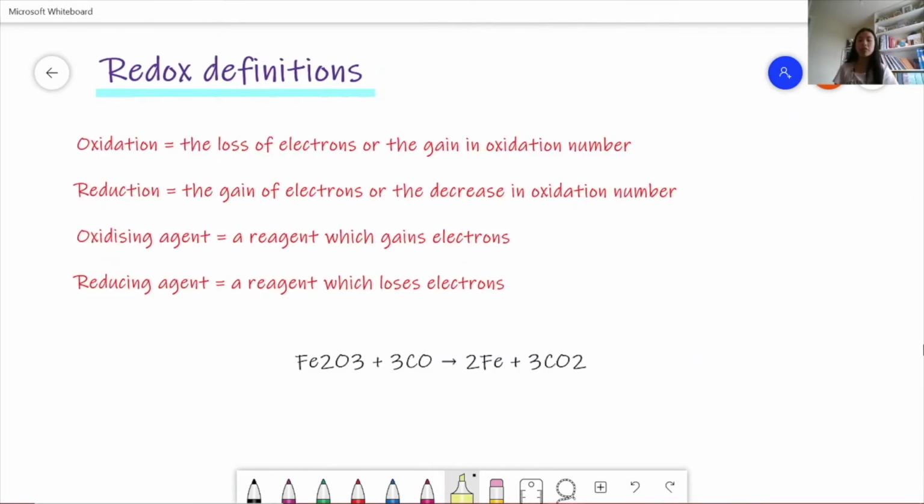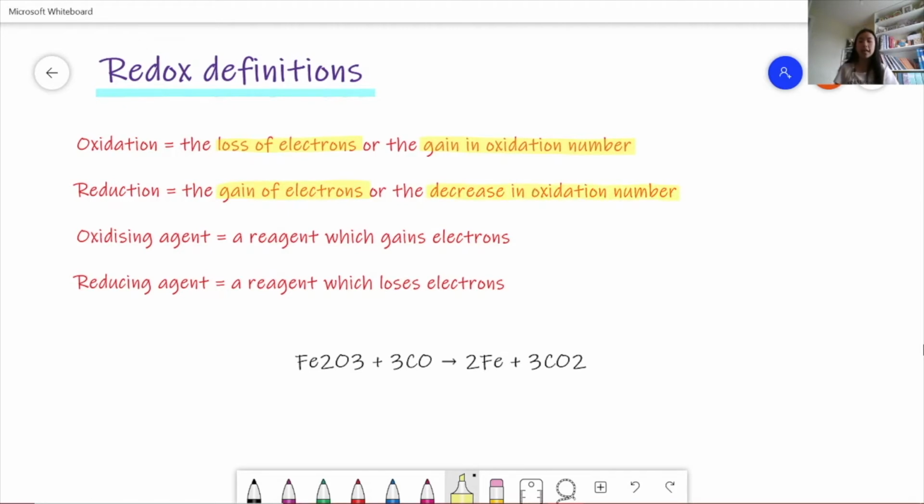Now we're going to look at some redox definitions. So the definition for oxidation is the loss of electrons, or we can also describe it as the gain in oxidation number. And reduction is the opposite of this. So it's either the gain of electrons or the decrease in oxidation number.